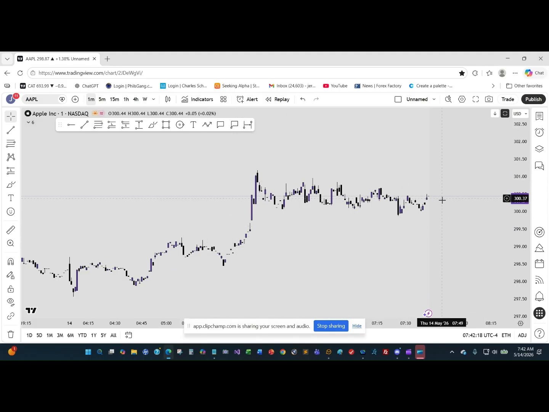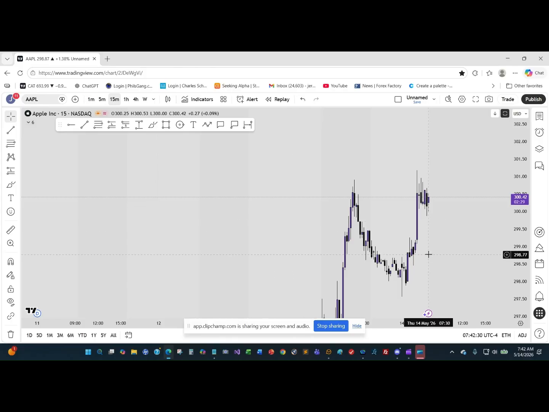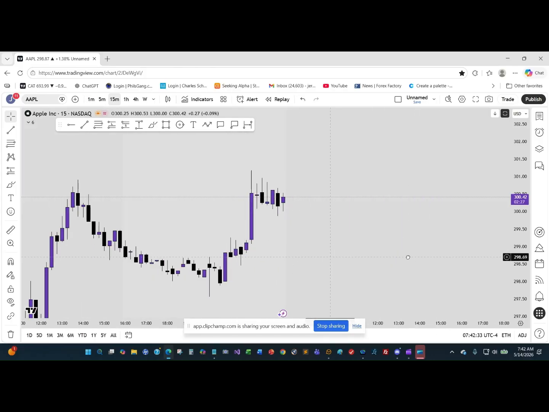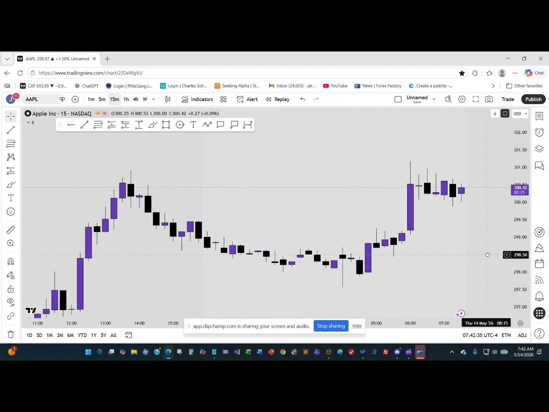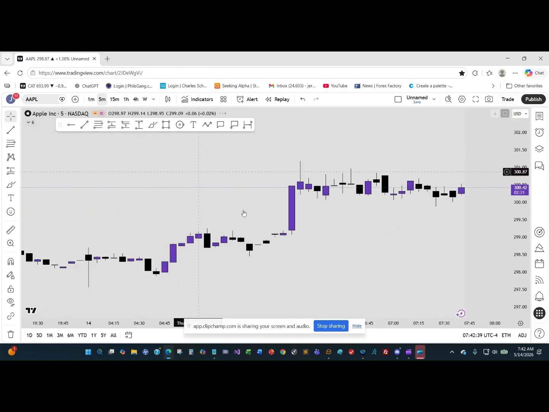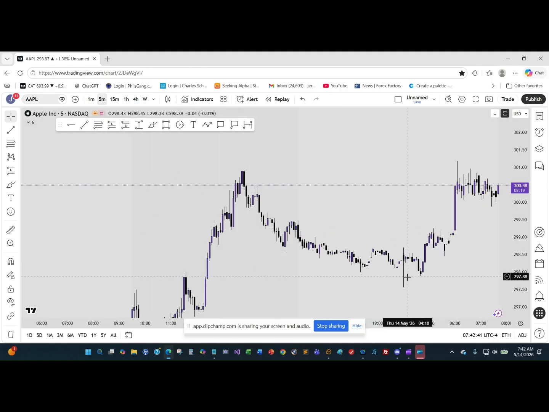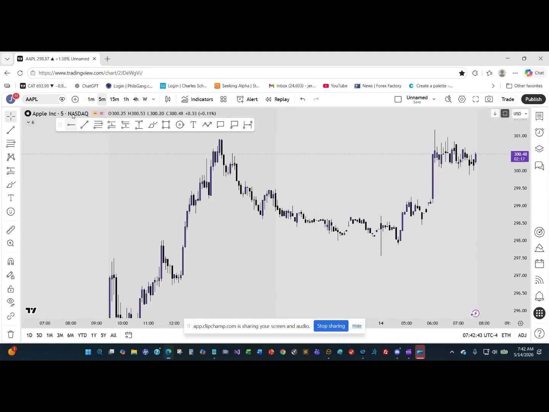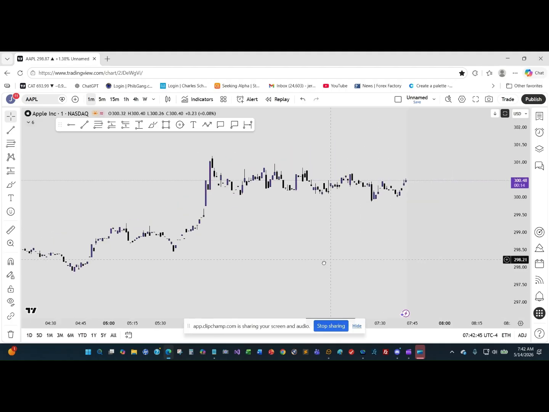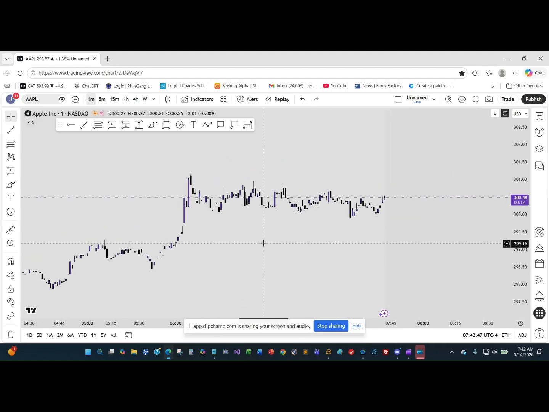If you look at this action right here, I don't think it takes a real rocket scientist to figure out this is just chop, chop, chop. Now I'm on the 1 minute time frame, so let's take it up to 15 minutes and look at it. Still looks like a bunch of chop to me. 5 minutes. Look at that. Okay, let's go back to the 1 minute.